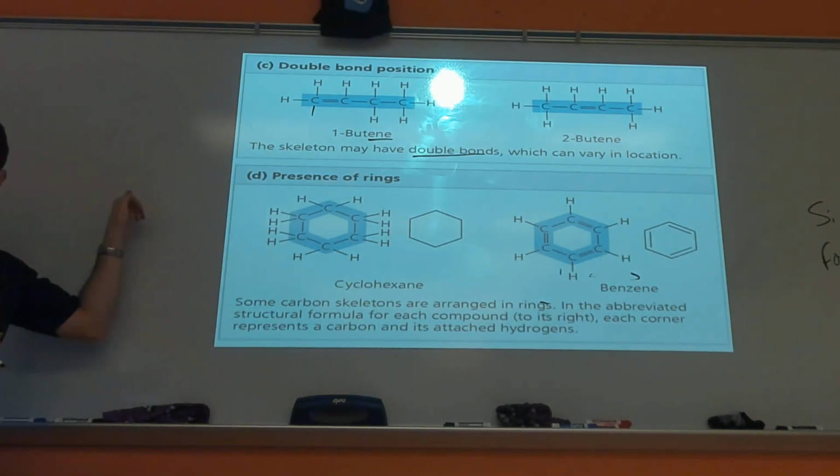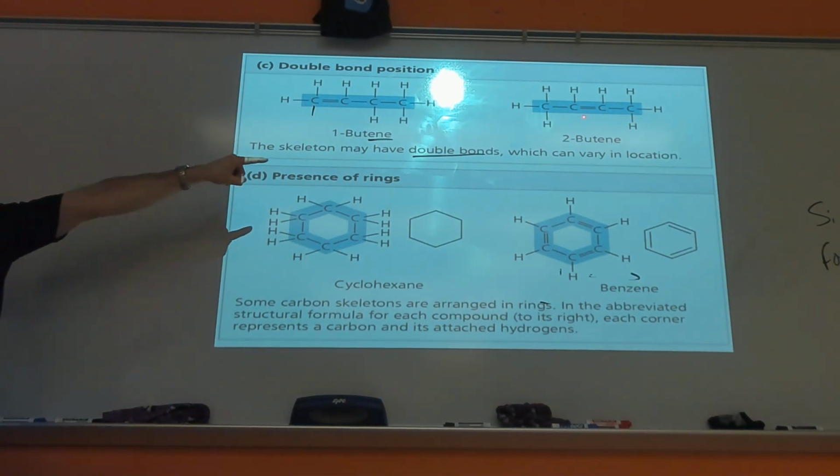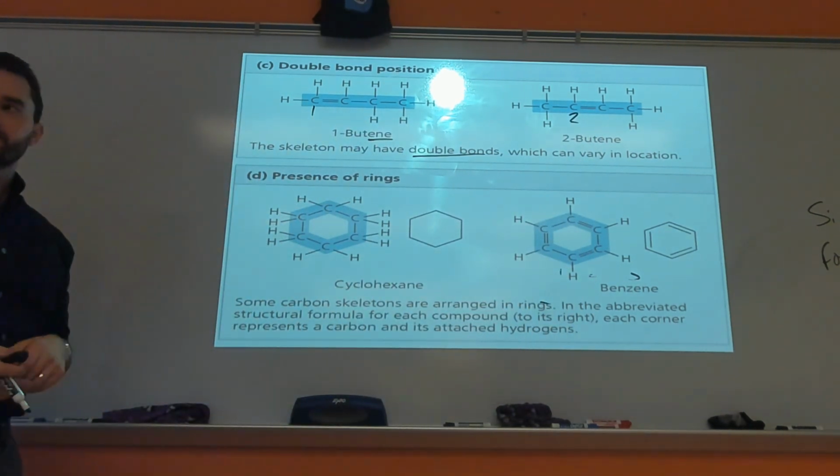Remember, you number from left to right. So 1-butene is saying the double bond is right here. 2-butene, the double bond starts at the 2nd carbon. Okay?